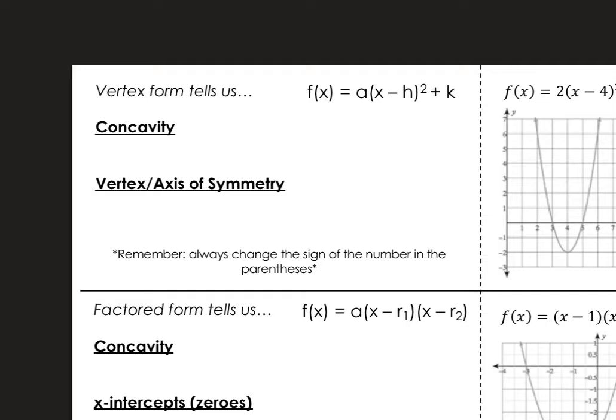k. And vertex form will tell us two things. It's going to tell us the concavity of the quadratic, which basically just means if it is facing up or facing down, and it'll also tell us the vertex and axis of symmetry. So the letter that we're going to look at to determine the concavity is a. If a is greater than 0, or if a is positive, then our graph is concave up. If a is less than 0, or it's negative, our graph is concave down.